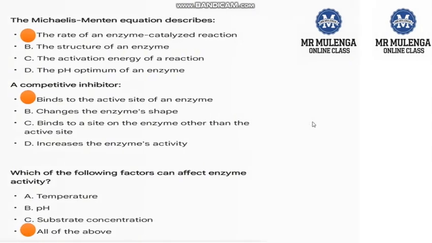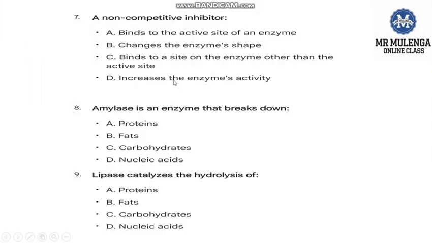So we move on to our question 7. So our question 7 reads, a non-competitive inhibitor dash. A. Binds to the active site of an enzyme, B. Changes the enzyme's shape, C. Binds to a site on the enzyme other than the active site, D. Increases the enzyme's activity. So we are looking at a non-competitive inhibitor. So a non-competitive inhibitor just binds to a site on the enzyme other than the active site. So the correct answer here is C.